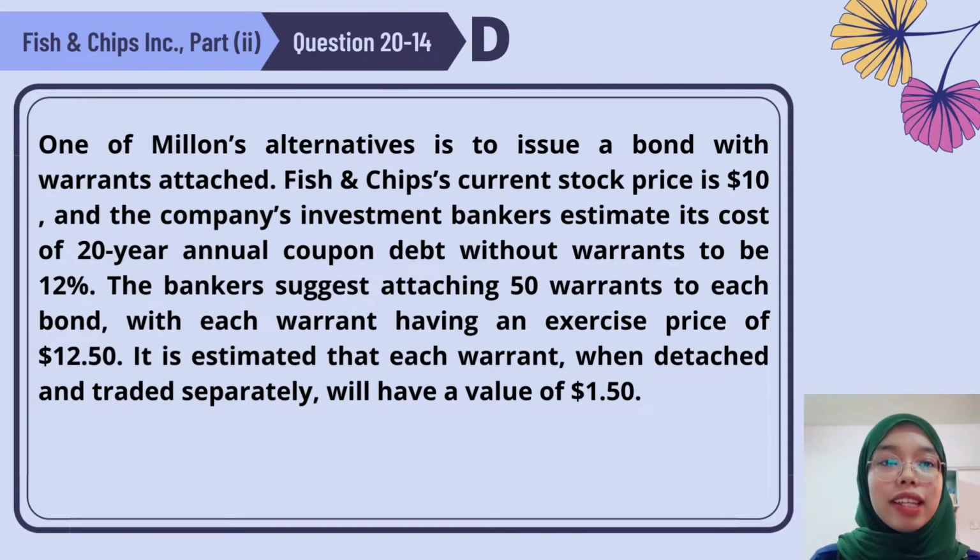One of Milan's alternatives is to issue a bond with warrants attached. Fish and Chips' current stock price is $10, and the company's investment banker estimates its cost of 20-year annual coupon debt with the warrants to be 12%. The banker suggests attaching 50 warrants to each bond, with each warrant having an exercise price of $12.50. It is estimated that each warrant, when detached and traded separately, will have a value of $1.50.